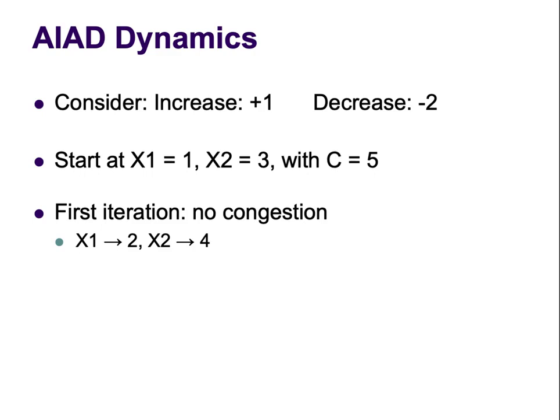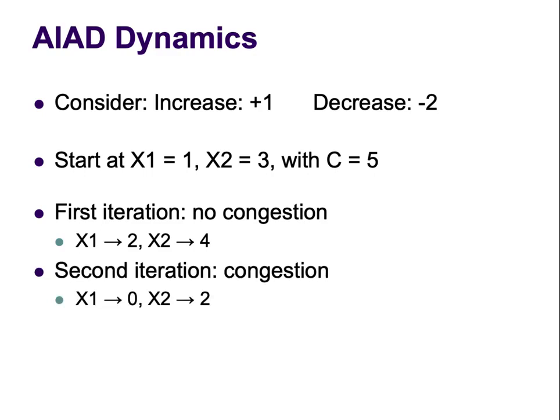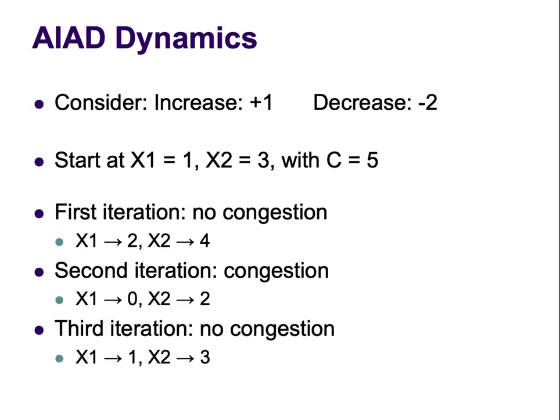Right? At this point, we are congested. Right? So in the second iteration, we're going to decrease. Each of them is going to decrease by 2. So x1 is now 0, x2 is 2. We're underutilized. So in the next iteration, there's no congestion. We're going to increase. So we're going to have x1 equal to 1, x2 is equal to 3. Right? Everyone's good with this?